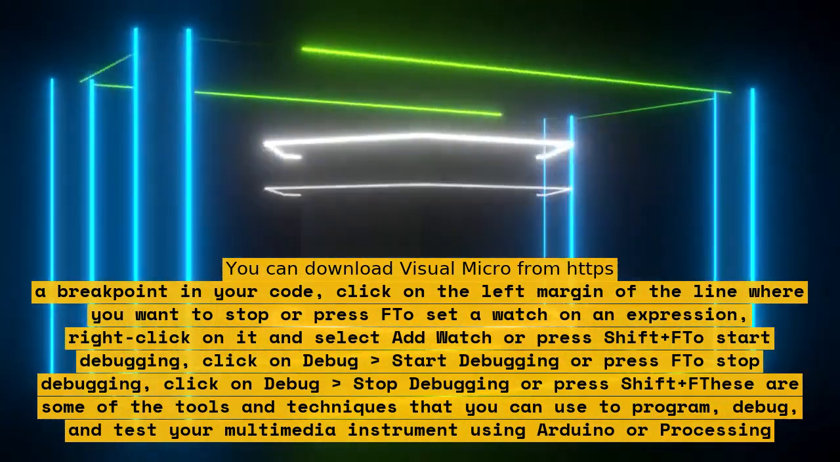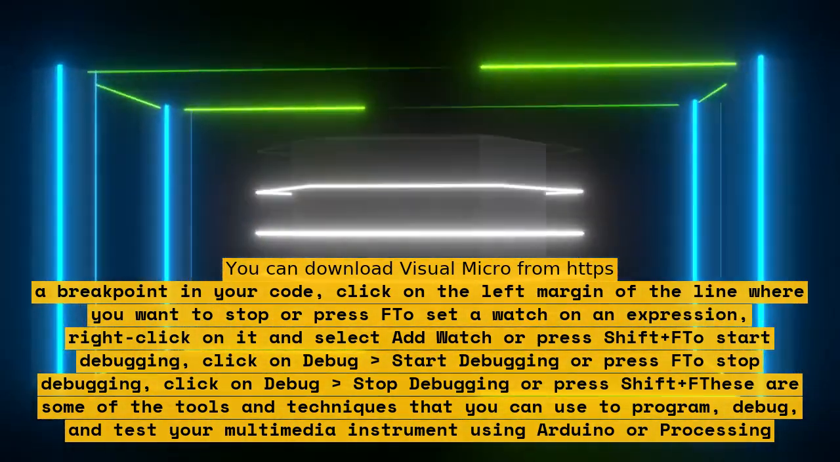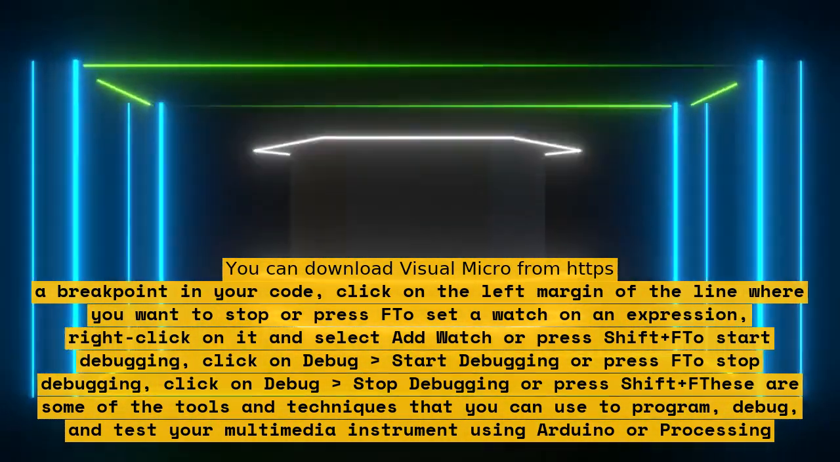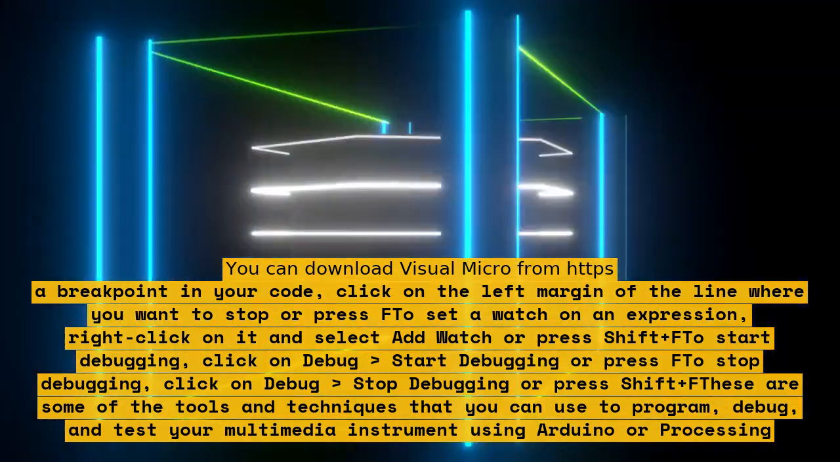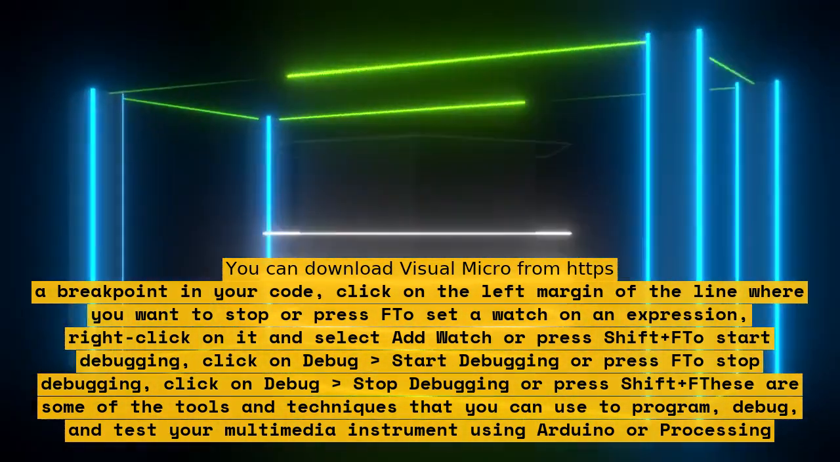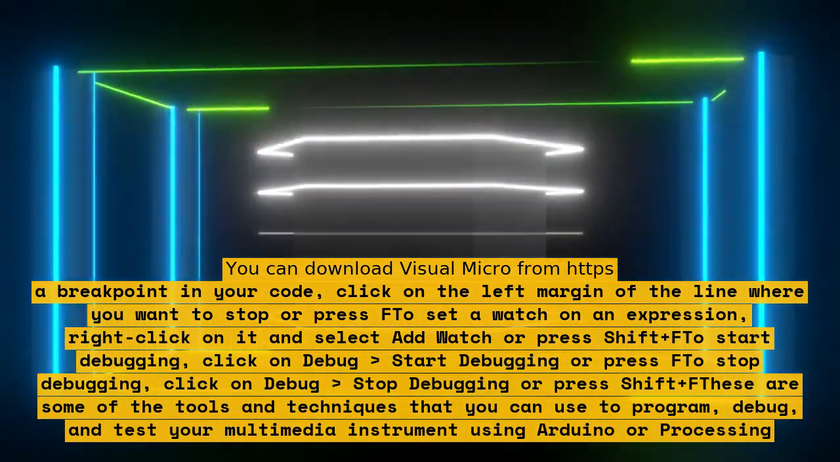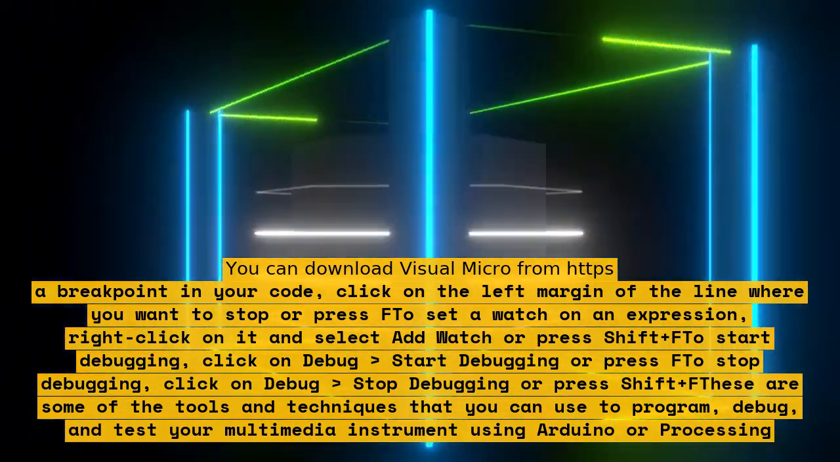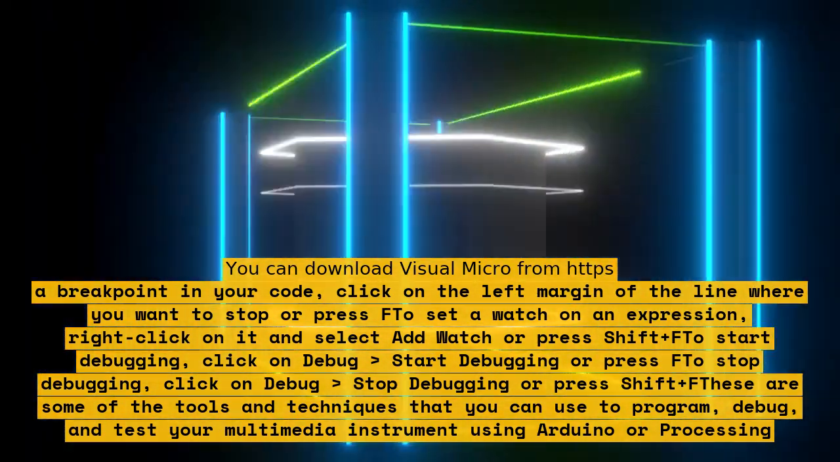To set a breakpoint in your code, click on the left margin of the line where you want to stop or press F9. To set a watch on an expression, right-click on it and select Add Watch or press Shift+F9. To start debugging, click on Debug, Start Debugging or press F5. To stop debugging, click on Debug, Stop Debugging or press Shift+F5.